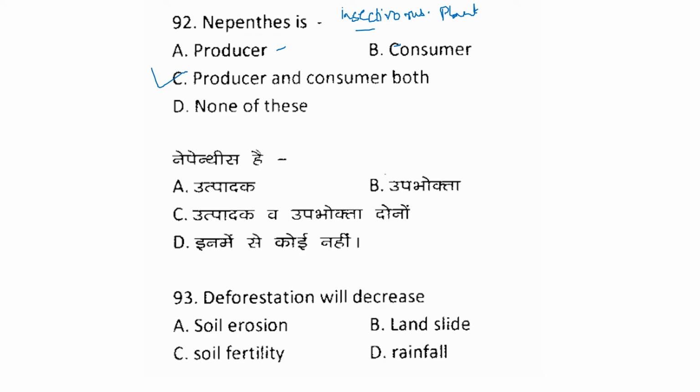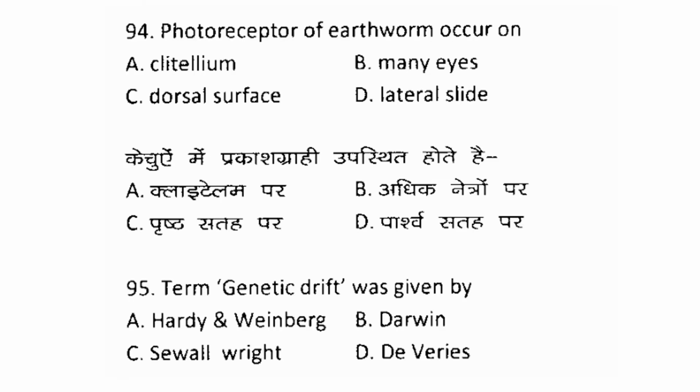Now next question: deforestation will decrease. Forestation has a role in causing rainfall. The more the forestation, the more the rainfall. So deforestation will obviously decrease the rainfall, and it will also promote soil erosion. There will be loss of soil. So in this case, the answer will be D. Next, the photoreceptors of earthworm occur on the dorsal surface of the Clitellum. The answer is dorsal surface.